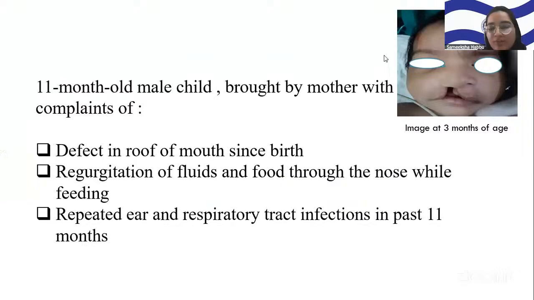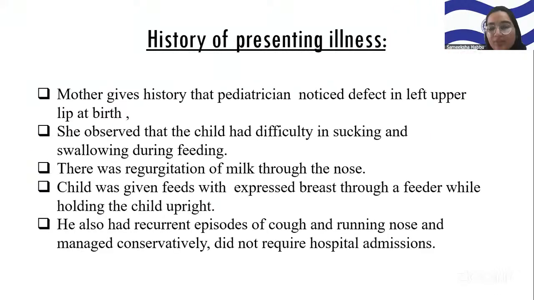The mother gives a history that the pediatrician noticed a defect in the left upper lip at the time of birth, and she observed that the child had difficulty suckling and swallowing during feeding. The mother also gives a history that the milk regurgitates through the nose during feeding. Now the baby is given feeds with expressed breast milk by feeder while holding the baby in an upright position.